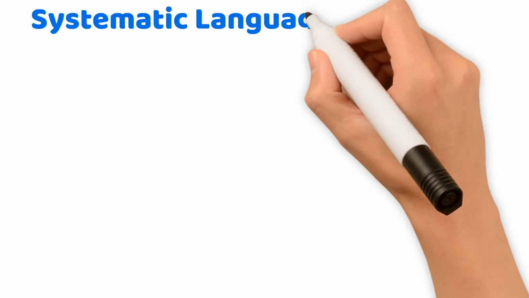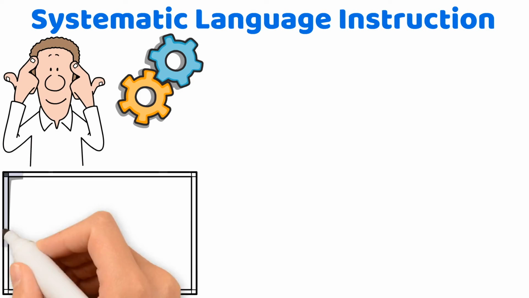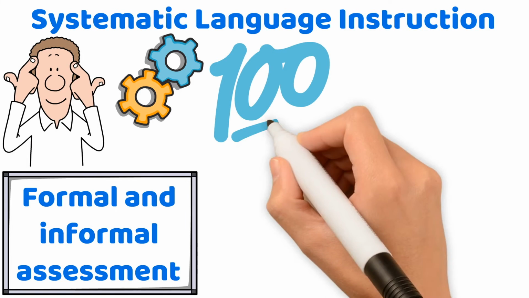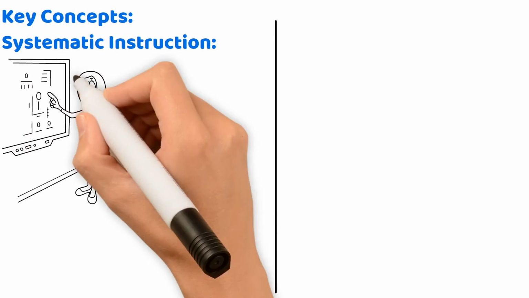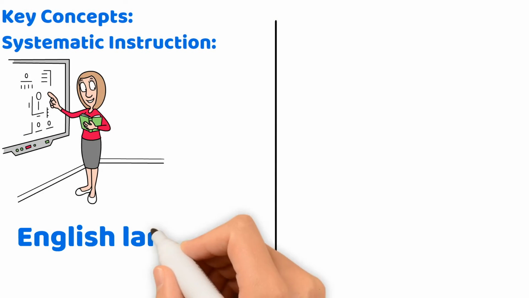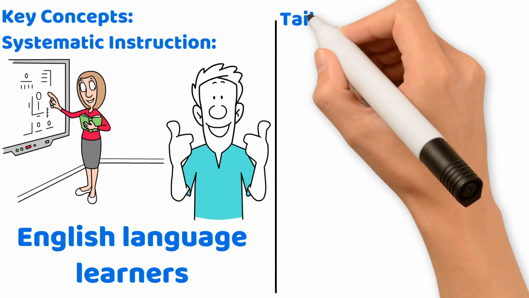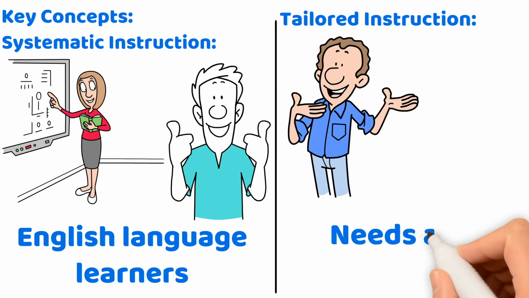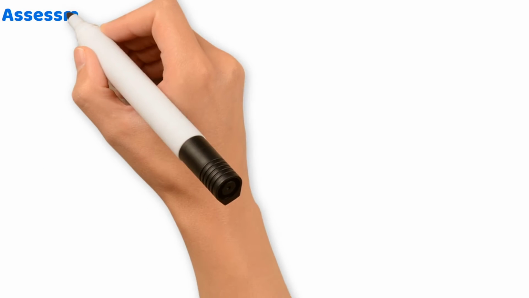Systematic language instruction. Understanding how to implement systematic language instruction based on both formal and informal assessment outcomes is crucial. Here's what you need to focus on. Key concepts. Systematic instruction: employ a structured and sequential approach to teaching English language learners, ensuring consistency and clarity in your lessons. Tailored instruction: adapt teaching methods and materials to meet the unique needs and backgrounds of each student, informed by ongoing assessments.